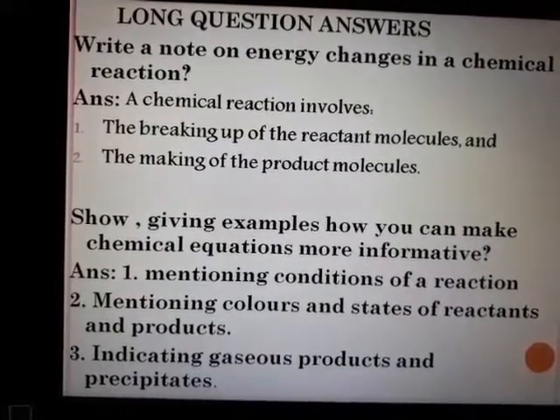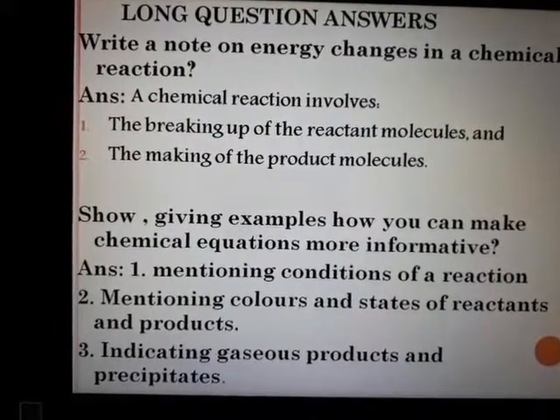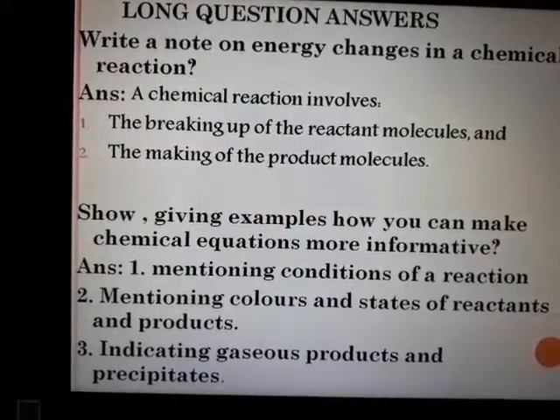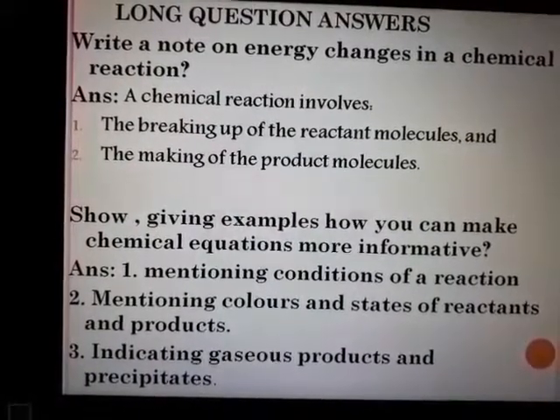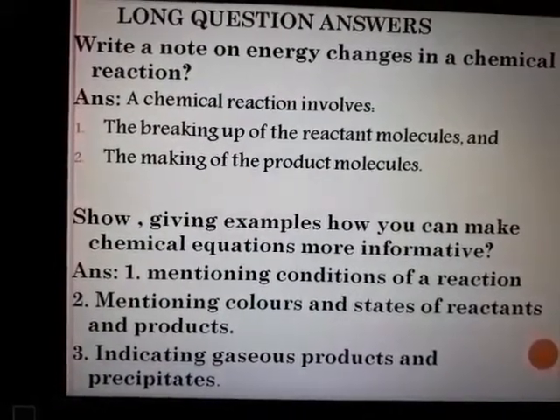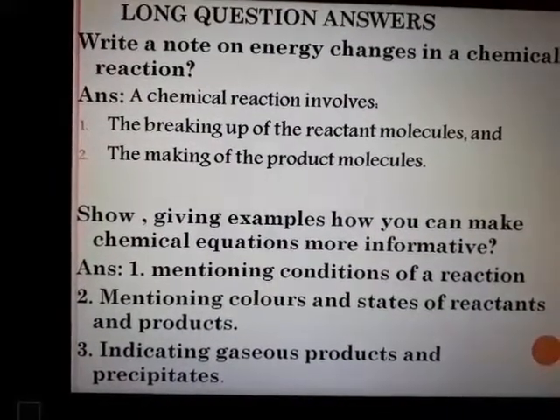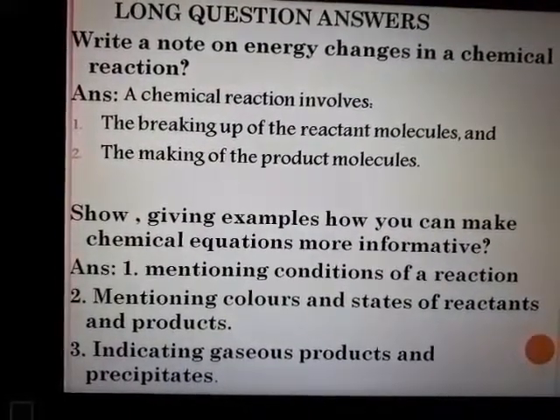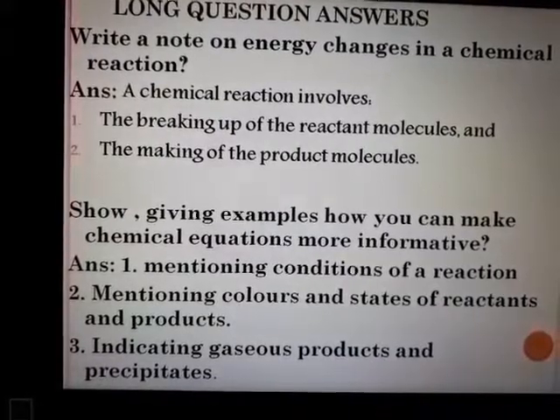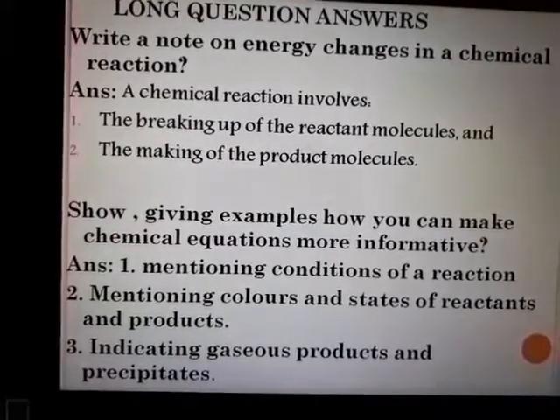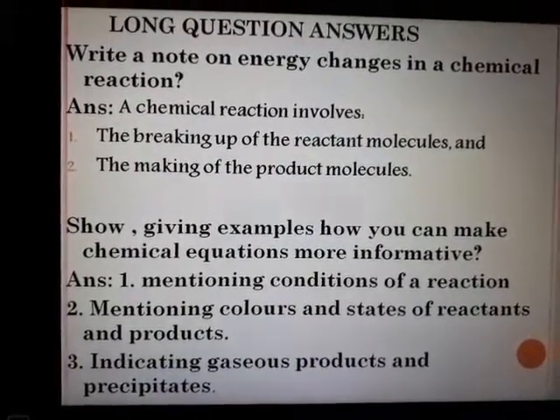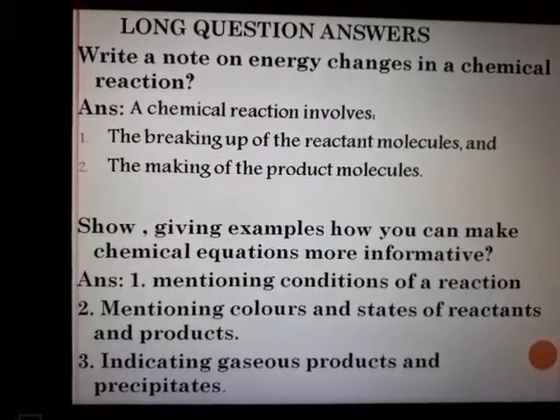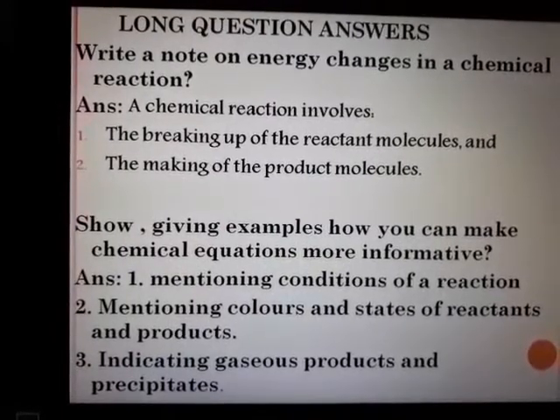First example is mentioning conditions of a reaction. For example, if I want to react two particular substances at 500 degrees Celsius or 260 degrees Celsius temperature so that they form two different products, these are the conditions. Second, mentioning colors and states of reactants and products. For example, our reactants are in solid state but our products are in the liquid state, or maybe in the solid state.